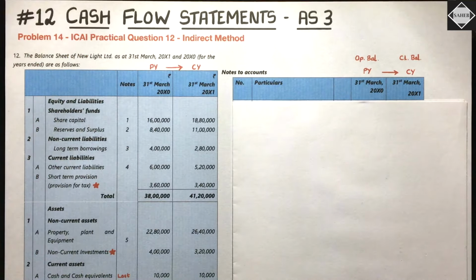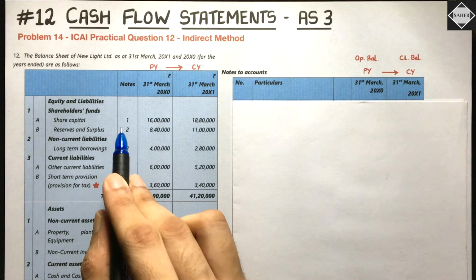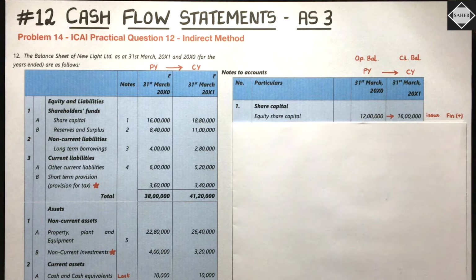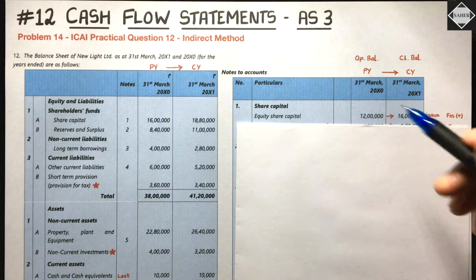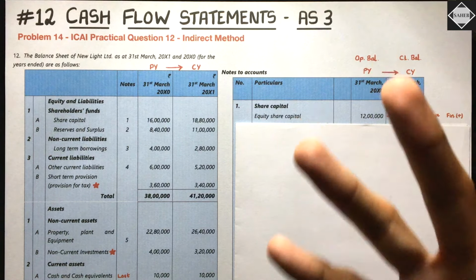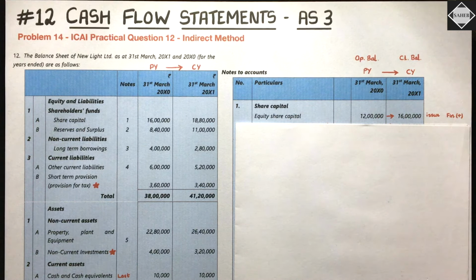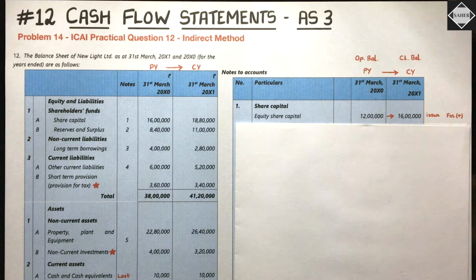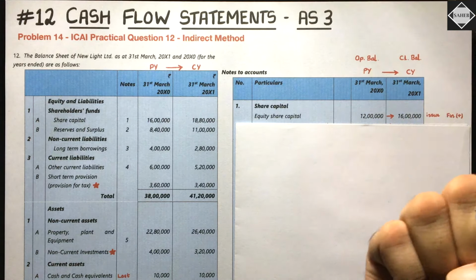So see here, first we have share capital, note number 1. If we go to note number 1, we find first we have equity share capital, opening balance 12 lakh, closing balance 16 lakh. So it has increased by how much? 4 lakh. Why has it increased? Most probably we have issued the shares. There is no adjustment, nothing. Directly we can assume shares have been issued. Where will it come? Financing activity. We will add, because if we issue, we are getting the money.